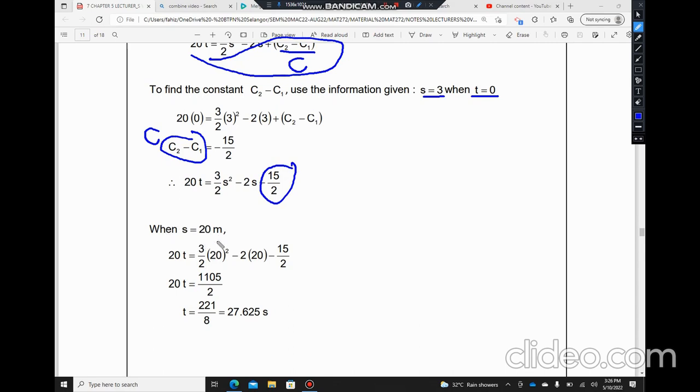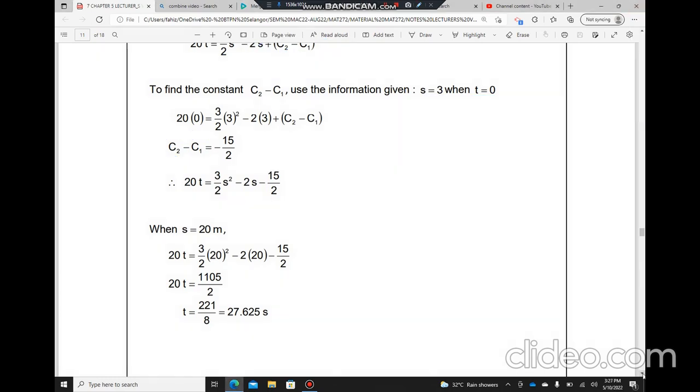So, when S equals to 20 meter, okay, mana S? So, bila S sama dengan 20, so awak gantilah tempat ni untuk dapatkan nilai T. Sebab tadi kita dah cari dah nilai C kat sini. So, bila diberi S, awak boleh cari nilai T. So, that's why you get T equals to 27.625. So, this is the value of T.